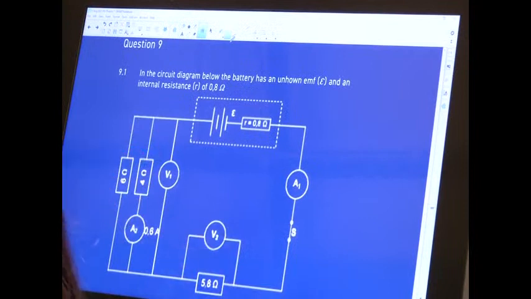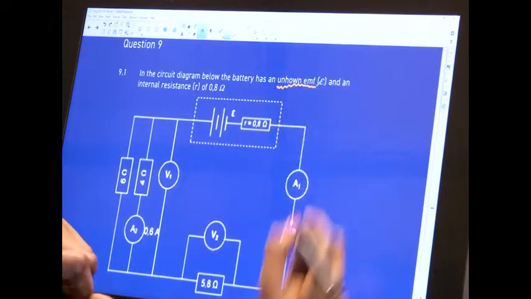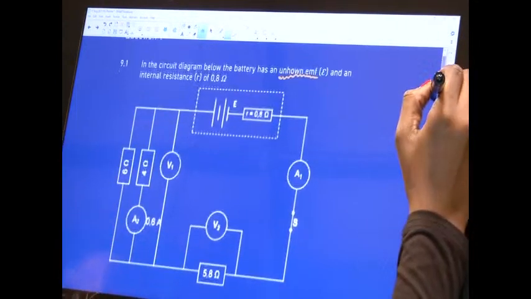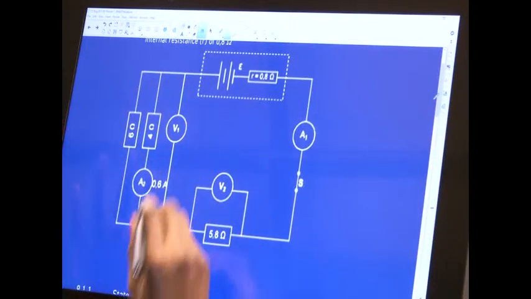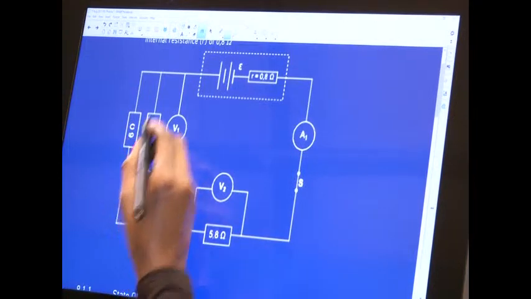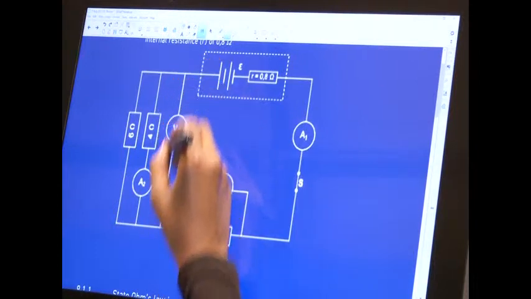Question 9.1 says, in the circuit diagram below, the battery has an unknown EMF. This one is a bit different because in the last one, they did give us the EMF, and it has an internal resistance of 0.8. Well, it's not much of a train smash, but let's see what we can do. So what am I seeing here? I can see that resistors 4 and 6 are in parallel with each other. They have V1, which is in parallel with both of them.